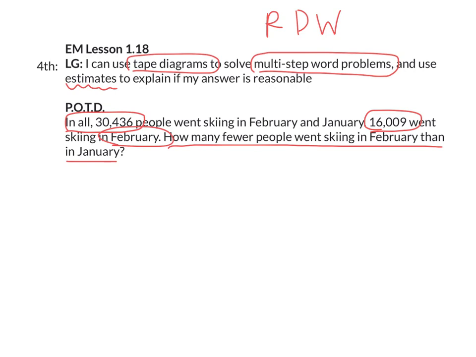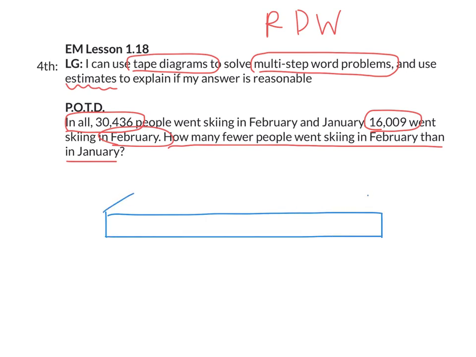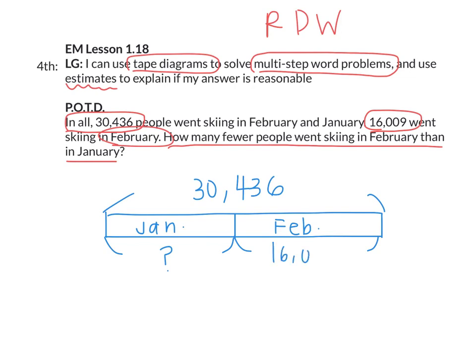What kind of pictures do we draw in math? Tape diagram. Good. So we can show that all together, 30,436 people went skiing in both January and February. We don't know how many went in January. It doesn't tell us. So January, we don't know. But in February, it does tell us that 16,009 people went skiing in February.